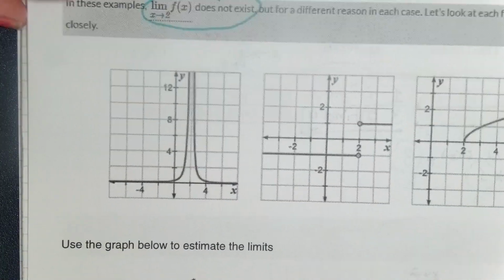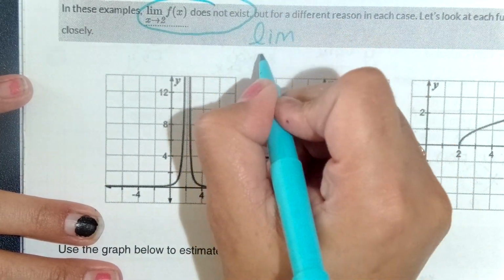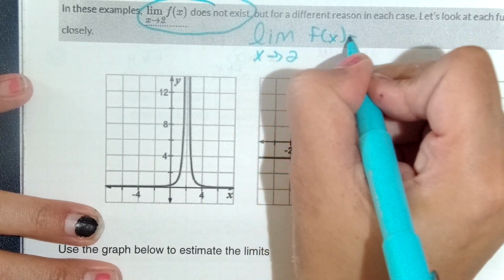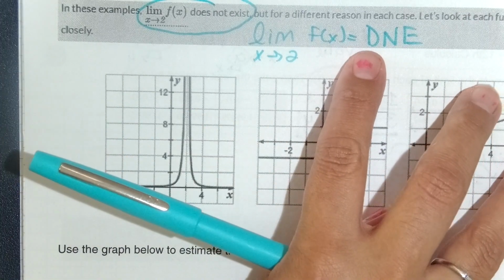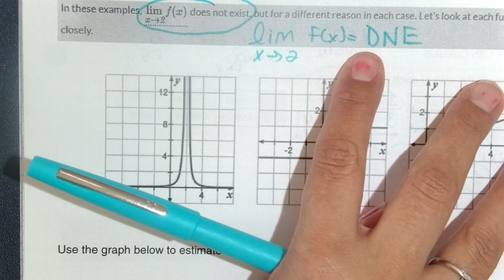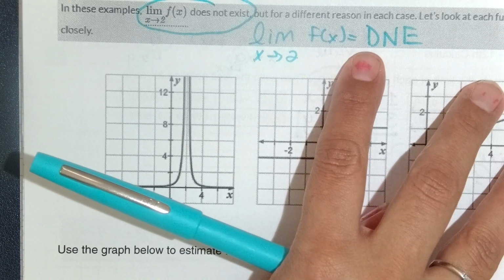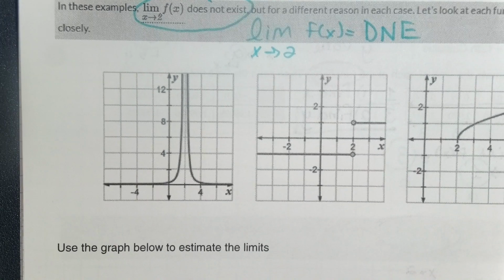And you'll see why in a minute. All of these will be does not exist. And we write this as this: x approaches 2. This is not really math notation, but I hate writing does not exist every single time, so I'm cool with you abbreviating, okay? It's not really real mathematical notation, but if you take calculus or stats in college, they write that all the time, DNE, okay?